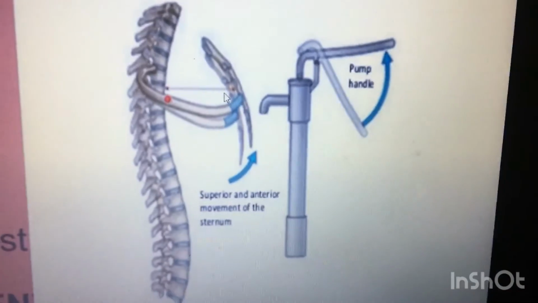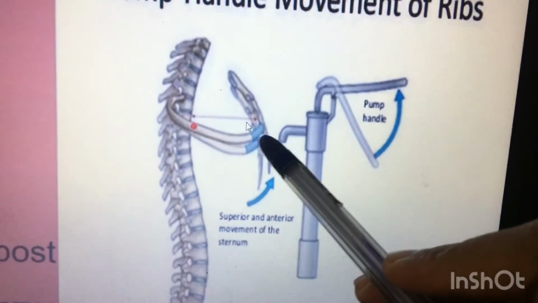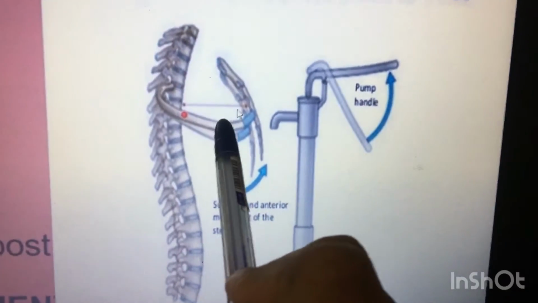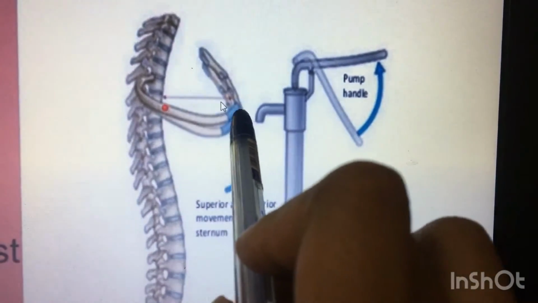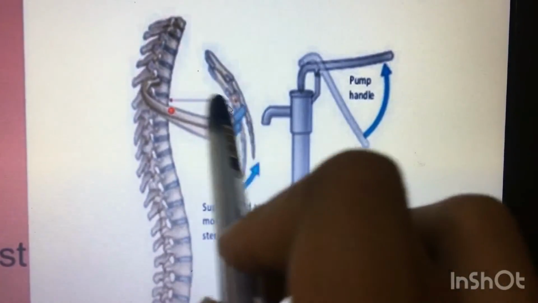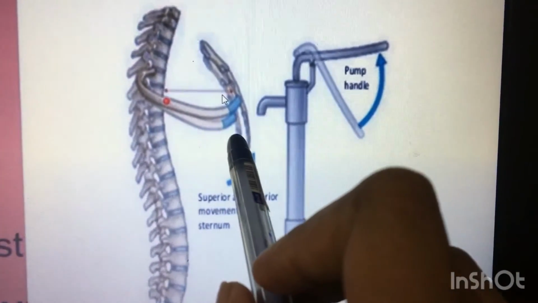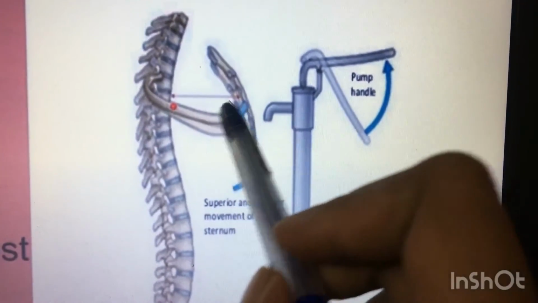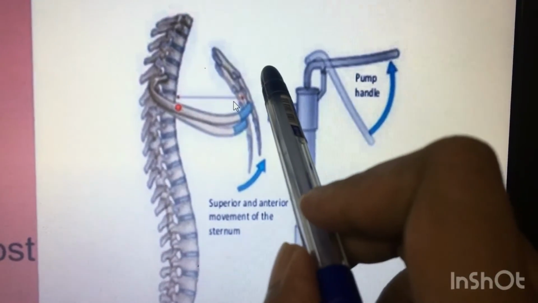So next, the anterior posterior diameter. In that, you can see this is the anterior and this is the posterior. The anterior end of the rib is lower than the posterior end. Here you can see that the anterior end is lower than the posterior end. The posterior end is here. Therefore, during elevation of the ribs, the anterior end also moves forward and upwards. So when the ribs elevate, what will happen to the anterior end? It will move forward and upwards.